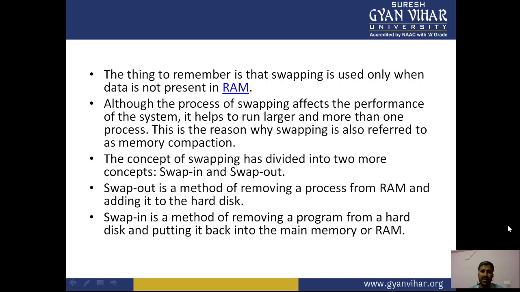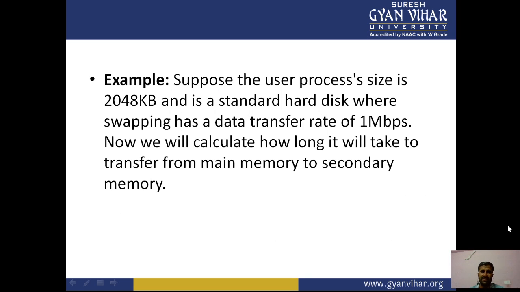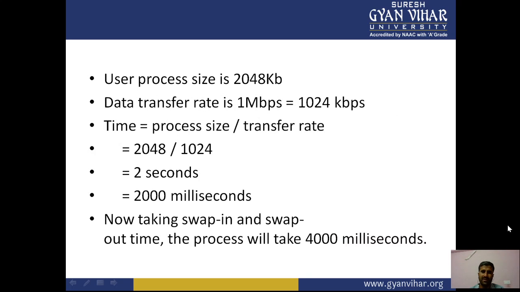And swap in. In swap in, the method removes a program from the hard disk and puts it back into the main memory or RAM. Suppose the CPU wants to execute a process, but it is not available in the main memory. Then we require the swap in method. With the help of swap in, we can move the process from the hard disk to the main memory. This is the best example that we have already done, of how data can be transferred from one place to another.